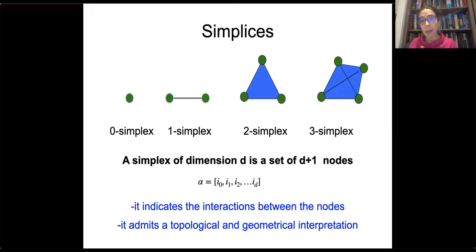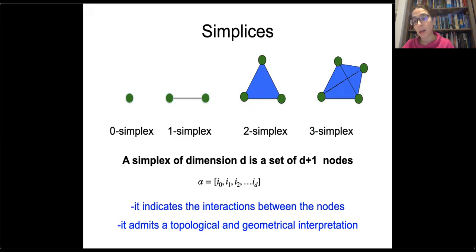So simplices are used in the framework of simplicial complexes. A d-dimensional simplex is a set of d+1 nodes. So a 0-simplex is a node, a 1-simplex is a link, a 2-simplex is a triangle, a 3-simplex is a tetrahedron. And a simplex indicates the interaction between these nodes, but also, very importantly, simplices admit a topological and geometrical interpretation.